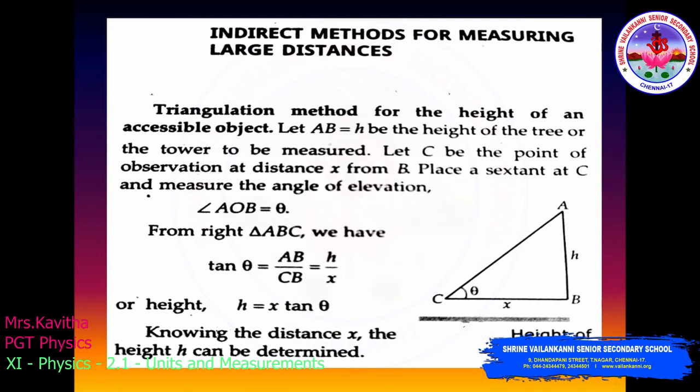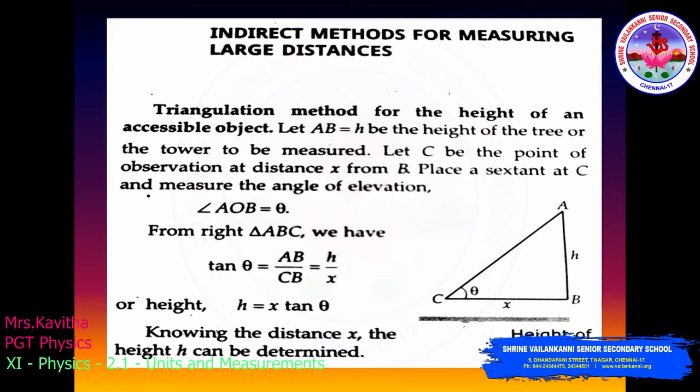Place a sextant at C and measure the angle of elevation. The angle ACB is equal to theta. From the right-angled triangle ABC, we have tan theta equal to h by x. Is it right? So our height h is equal to x tan theta, right. So knowing the distance x, the height h can be determined.